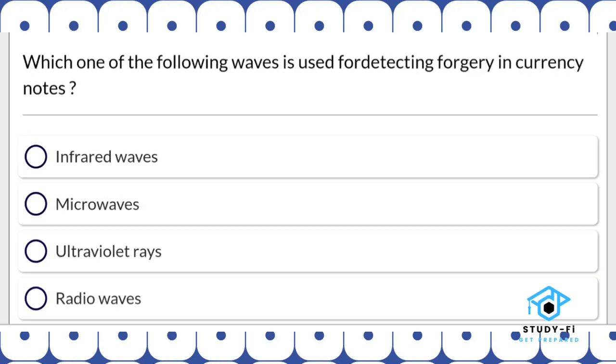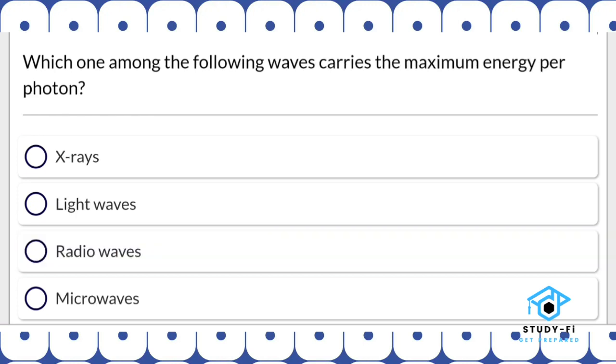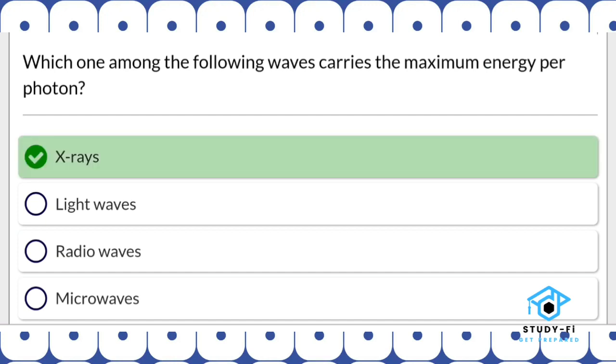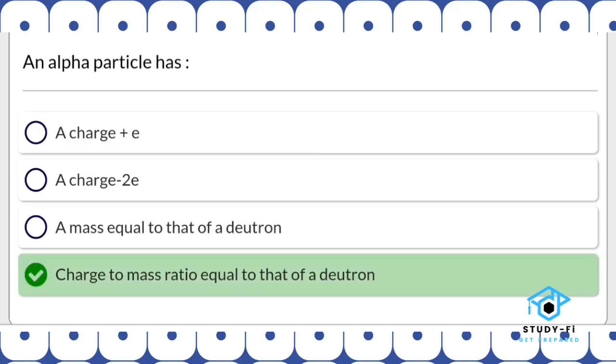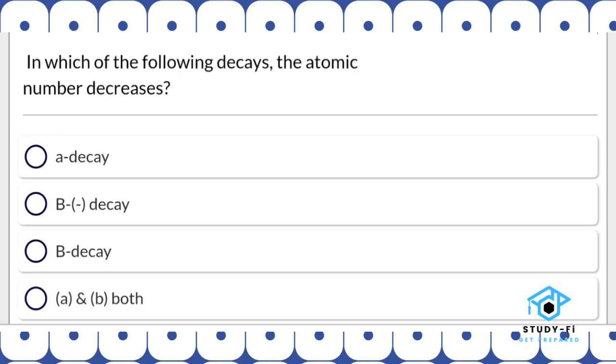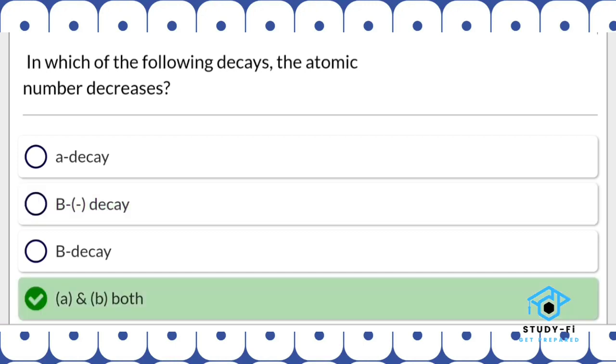Einstein was honored with Nobel Prize for photoelectric effect. Which one of the following waves is used for detecting forgery in currency notes? Ultraviolet rays. Which among the following waves carries the maximum energy per photon? X-rays. An alpha particle has charge to mass ratio equal to that of a deuteron. In which of the following decays the atomic number decreases? Alpha decay and beta decay. So A and B both.